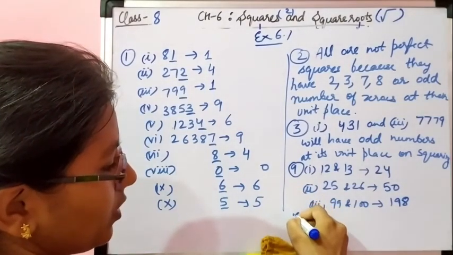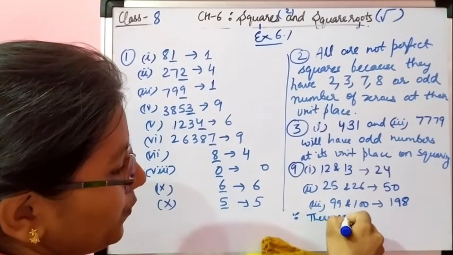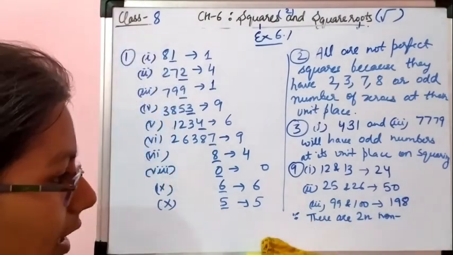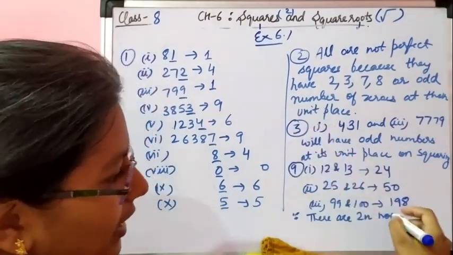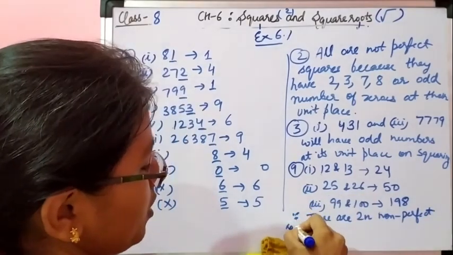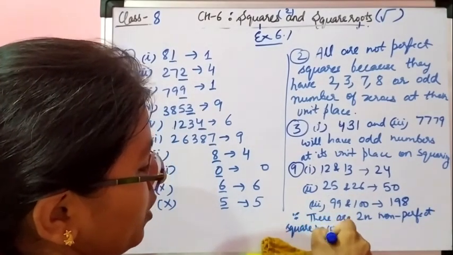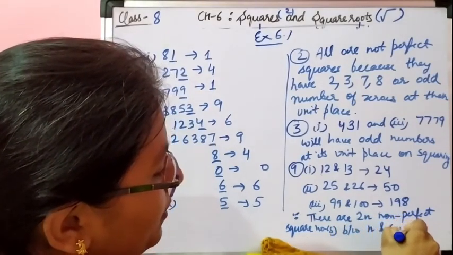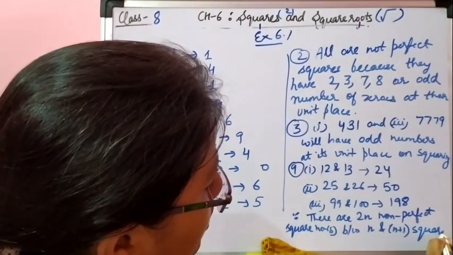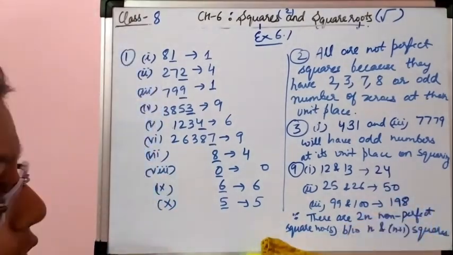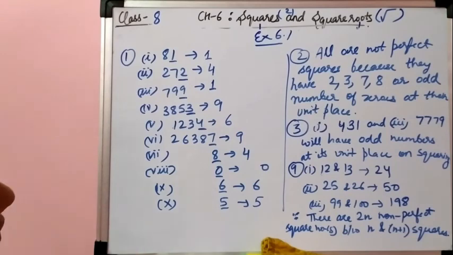Since there are 2n, the same property you can write, the property which I have written in the second pattern: there are 2n non-perfect square numbers between n and n plus 1 squares. This is the reason for all three parts, how you have written these answers, because this is the formula. So right now we have discussed 2 patterns and these 4 questions of the exercise.